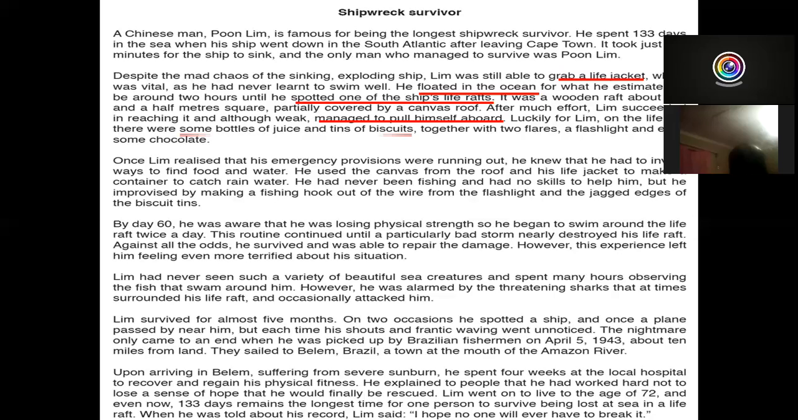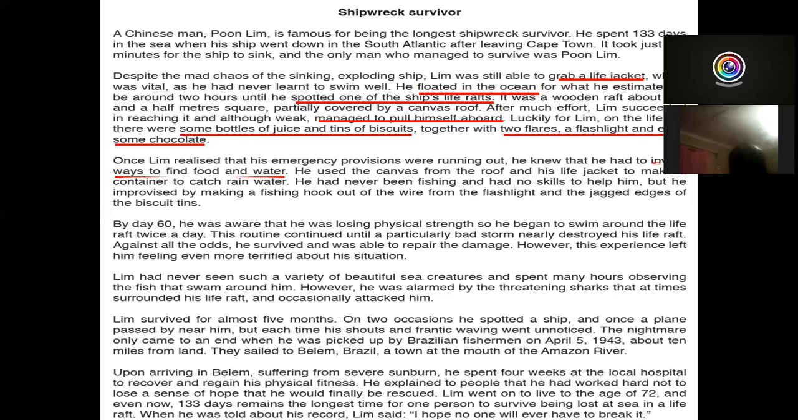Right. And then another point there is that some bottles of juice and tins of biscuits were there on the life raft. So that's how he survived, because he was eating those juice and tins of biscuits. Once Lim realized that his emergency provisions were running out, he knew that he had to invent ways to find food and water. He used the canvas from the roof and his life jacket to make a container to catch rain water. So there you can also see that there's another point there.